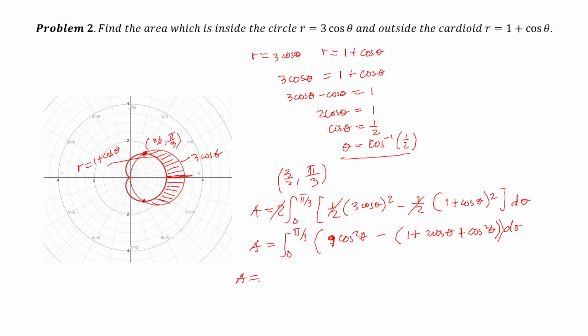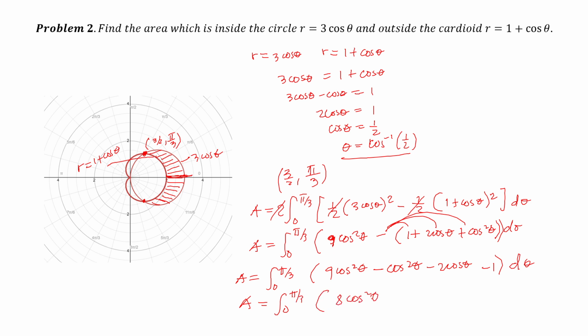Okay, the area is equal to the integral from 0 to pi over 3 of 9 cos squared theta. Distribute this one. This will become minus cosine squared theta minus 2 cos theta minus 1 d theta. So the remaining is the integral from 0 to pi over 3 of 8 cos squared theta minus 2 cos theta minus 1 d theta. Okay, so let's copy this one.